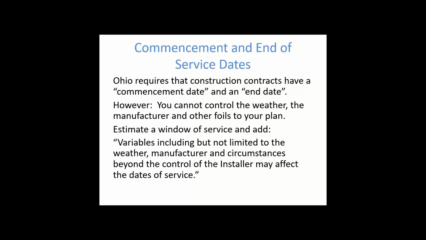Now, in construction contract law, which doesn't necessarily apply to what you're doing, but it can, commencement and end dates of the service dates have to be listed in the contract. Now, I know everyone's going to say that's impossible. I can't control the weather. I can't control the manufacturer. There are many other things that foil your ability to plan out when you're going to install a home. I would estimate a window of service and add variables, there's a clause there, including but not limited to weather, manufacturer, and circumstances beyond the control of the installer that may affect the dates of service. At minimum, you want that in your contract.